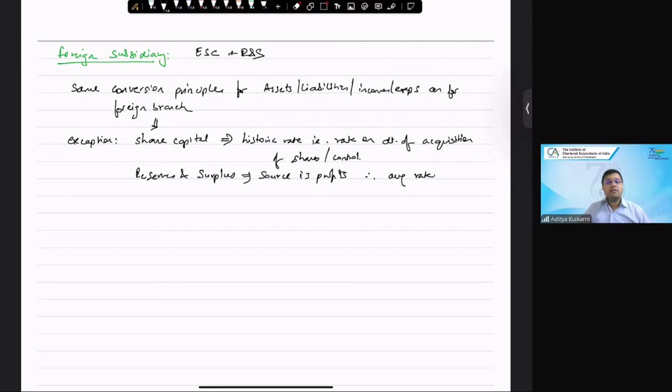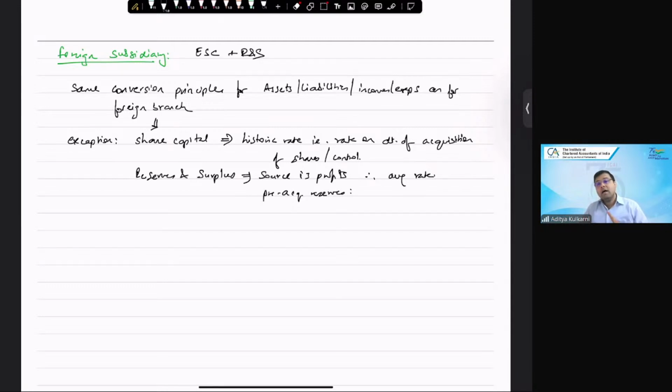Monica said, sir, there can be pre-acquisition reserves also. Yes, suppose you have invested in an existing company. You did not incorporate the subsidiary, but there was a company outside India and you got a controlling stake in that. So there is a reserve balance on the date of acquisition. Yes or no? We call them pre-acquisition reserves. So what rate are you going to take for those reserves? The rate on the date of acquisition.